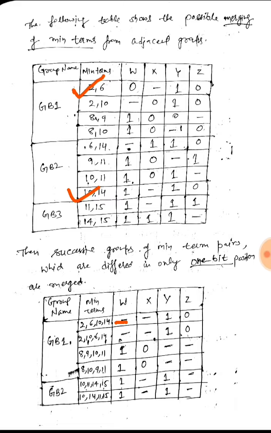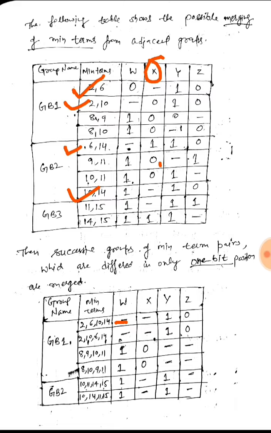Similarly, if I compare 2 and 10, I will merge it with 6 and 14, as there is a change in only one bit, that is in the x variable, from 0 to 1, and all others are the same. So this is how I will merge them again.